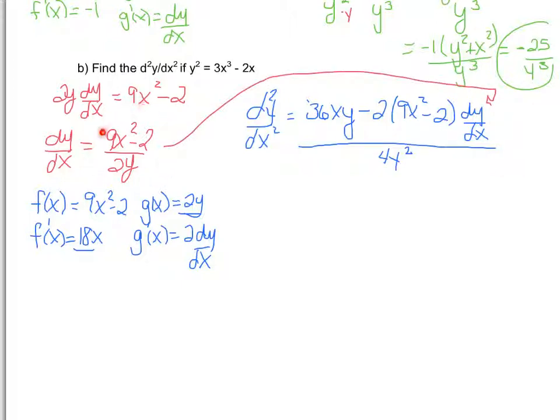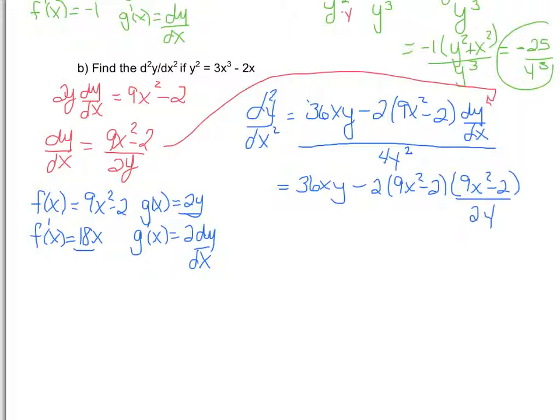And I notice that when I do, I'm going to end up with 9x squared minus 2 times 9x squared minus 2. So that's going to become (9x squared minus 2) squared, but I will write that step in. So now I have 36xy minus 2 times (9x squared minus 2) times (9x squared minus 2) all over 2y.